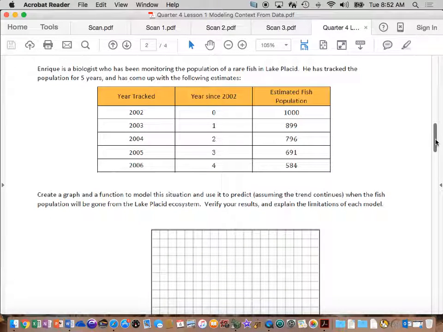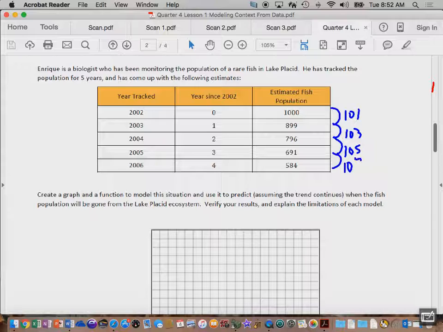Now, estimated fish population. I'm going down 101. I'm going down 103. I'm going down 105. I'm going down 107. So if you notice here, it's somewhat linear. Okay, we did one earlier like this. It's somewhat linear, but it's also quadratic? Well, I don't know. If I do second differences, 2, 2, 2, 2. So it's definitely going to be a quadratic function.